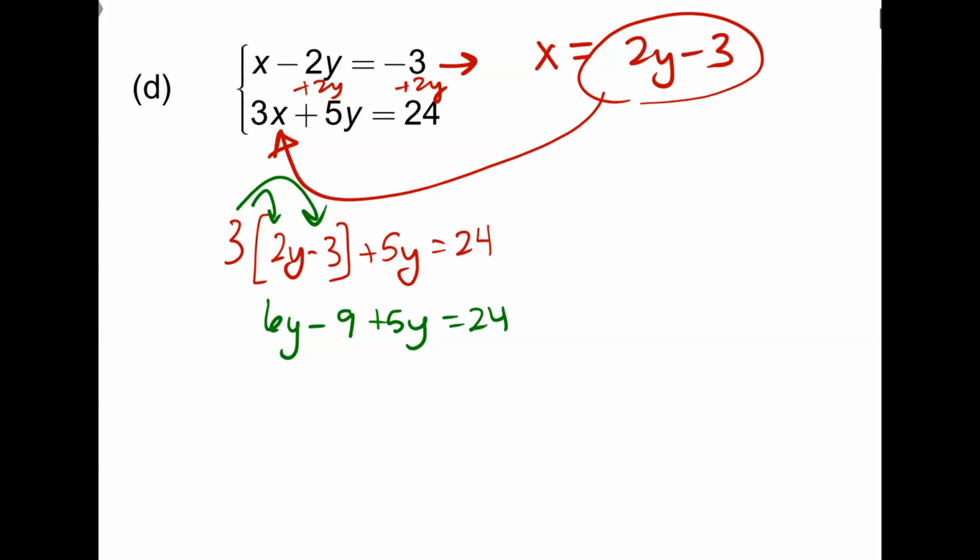Now I have to combine like terms. Okay, 11y minus 9 equals 24. Add 9 to both sides, because I'm trying to get y by itself.